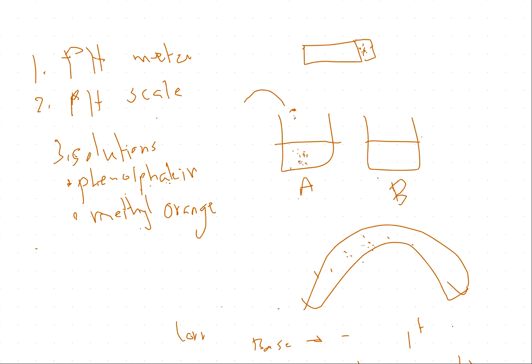So I will just put one drop of the phenolphthalein. If the color stays colorless, because it has a colorless solution, this means it's acid. If the color changes to pink, this means my solution is basic. Okay. Methyl orange has a yellow color. If it stays yellow, it will be acid. If it changes to red, it means it's base.